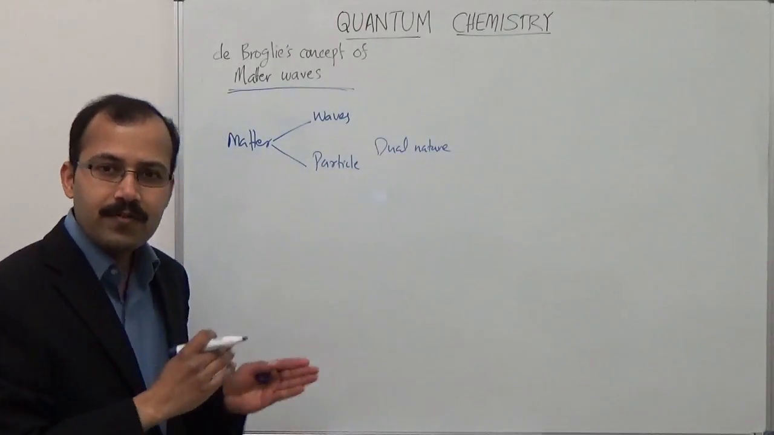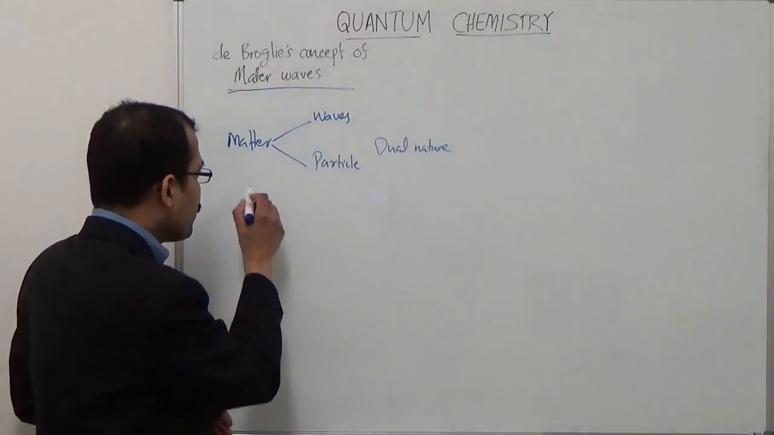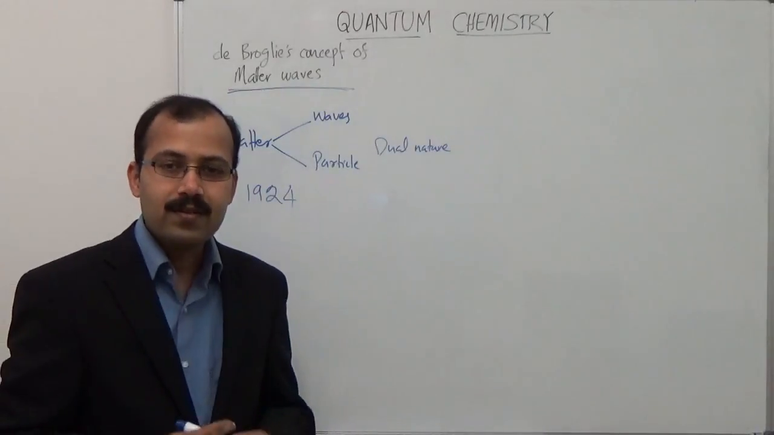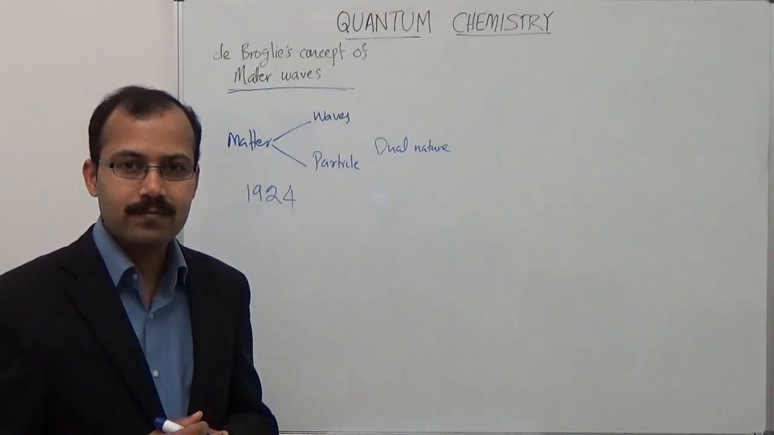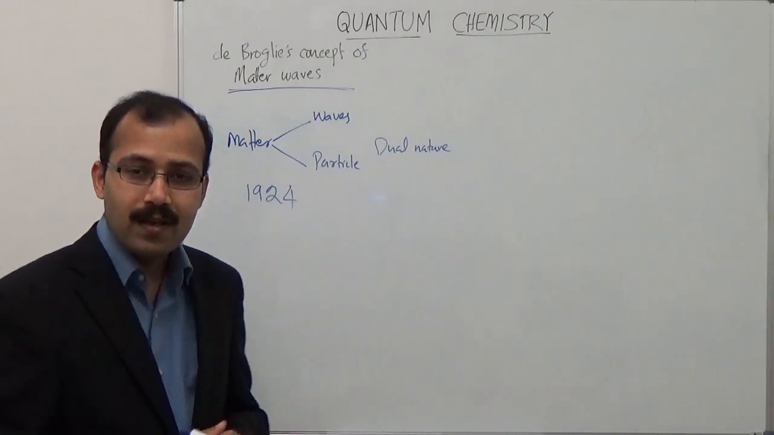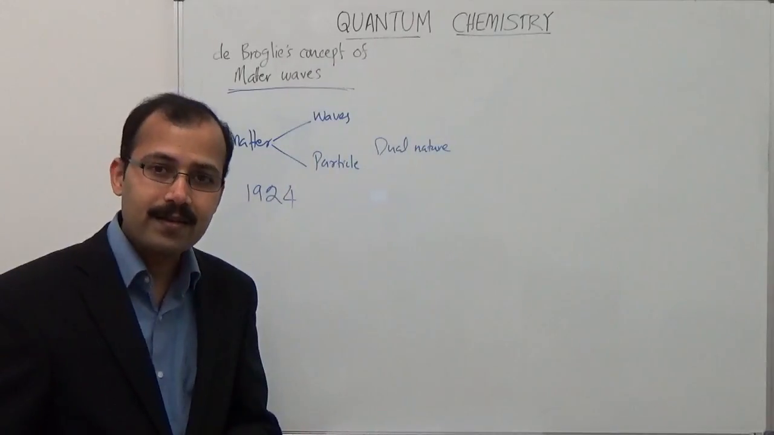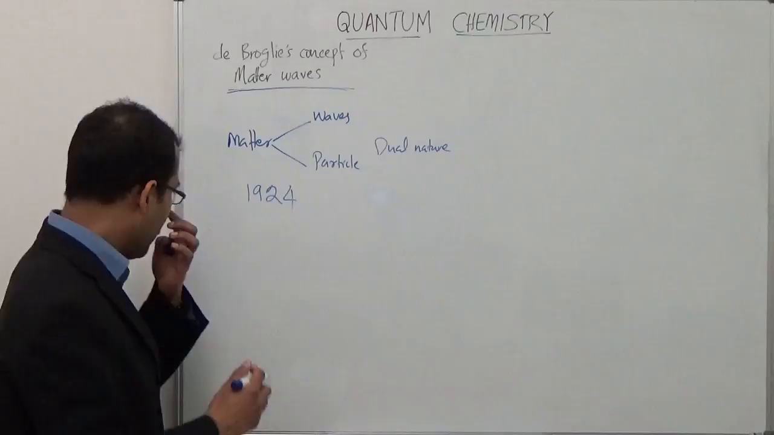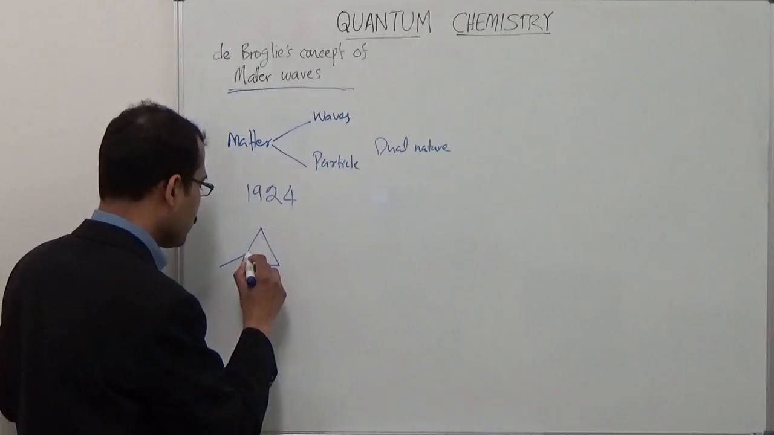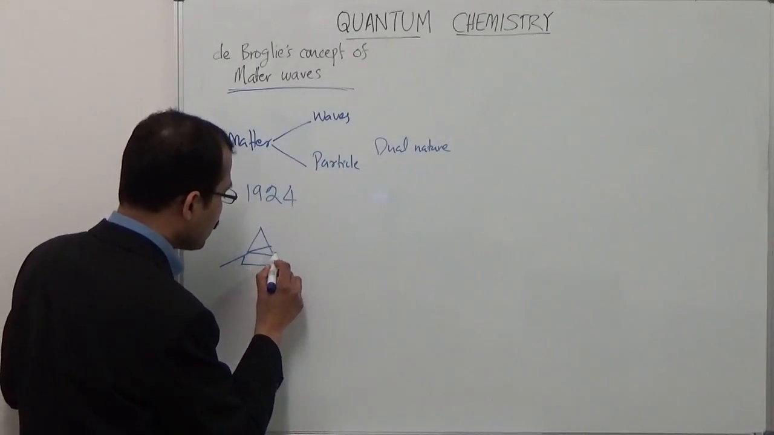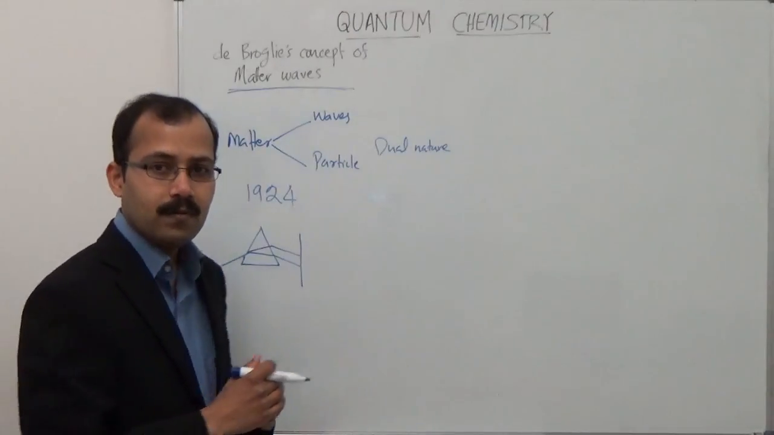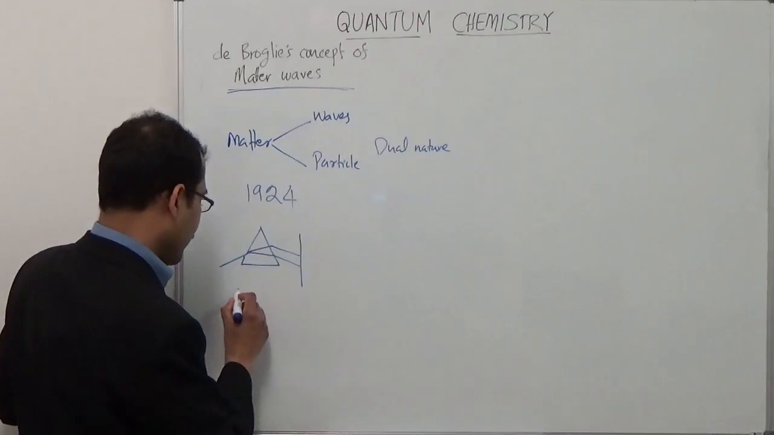It was in 1924 that Louis de Broglie put forward this concept, and even before that the dual nature of light was known. Light at times behaves like waves and at certain other times light behaves like particles. For example, when white light is passed through a prism, it is dispersed into its individual colors and you can get a spectrum. And this is due to the wave nature of light.